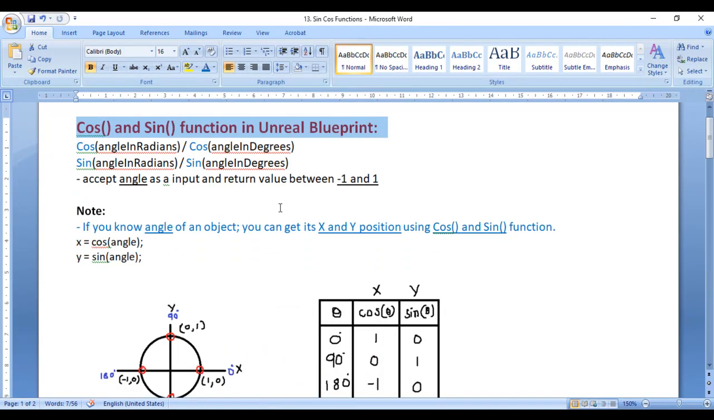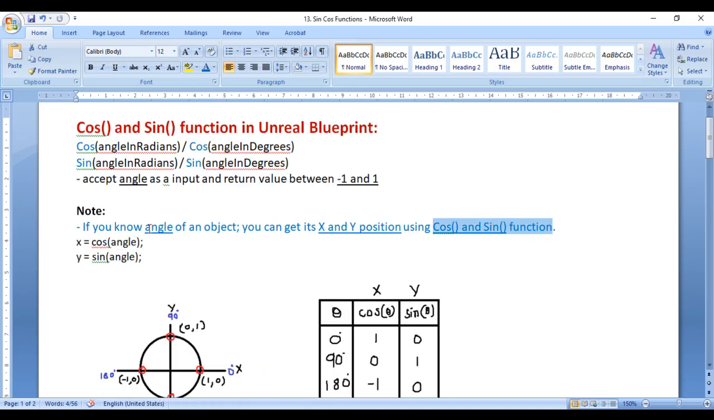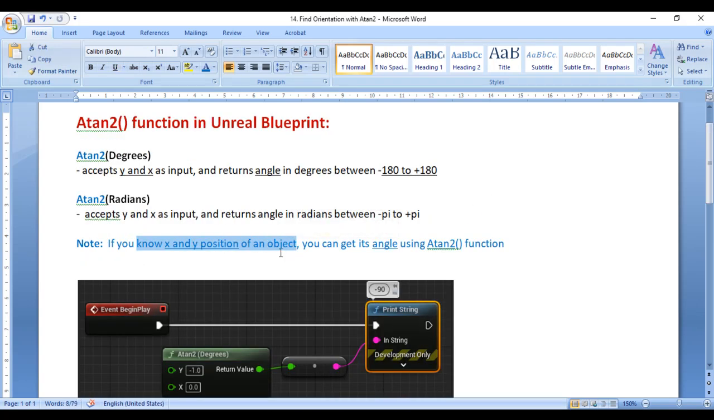In the previous video, we understood if you know angle of an object, you can get its xy position using cos and sine function. Similarly, if you know x and y position of the object, you can get its angle using a tan 2 function, guys. And the opposite is, if you know x and y position of the object, you can get its angle using a tan 2 function.